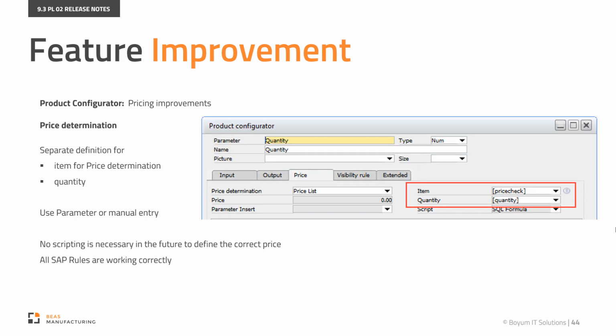We have also created a separate definition for the item for price determination and the quantity involved. You can use the parameter or enter the definition manually. From now on, no scripting is necessary to define the correct price, and all SAP rules are working correctly.